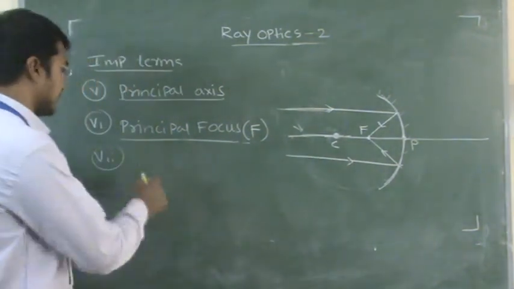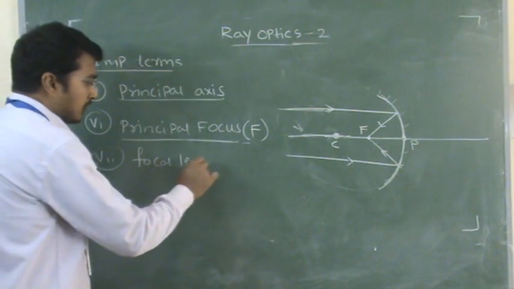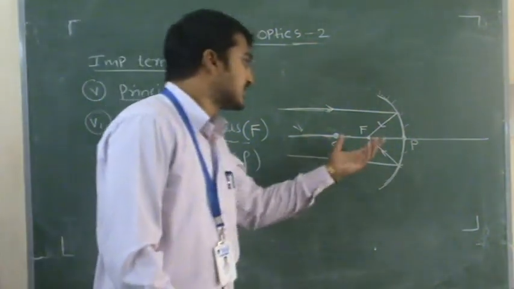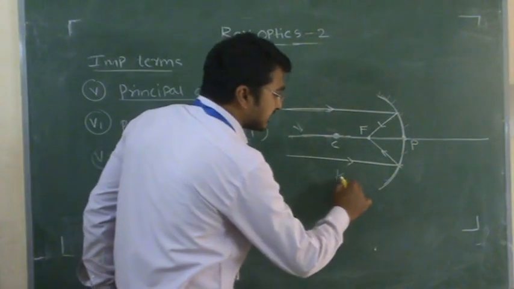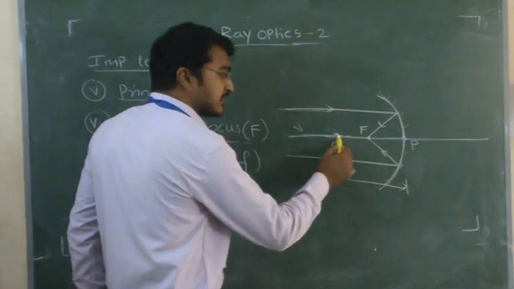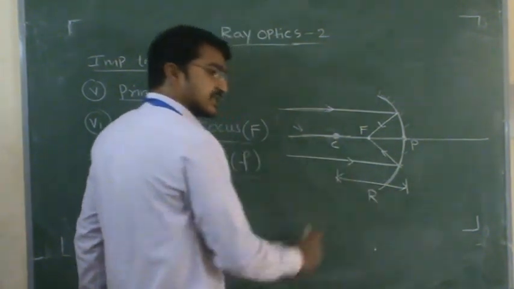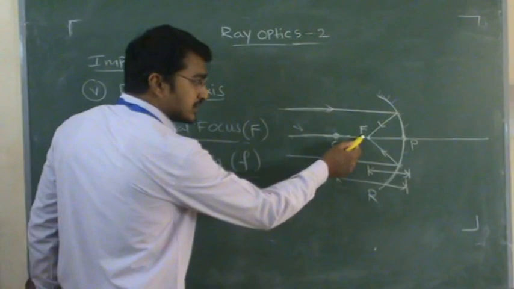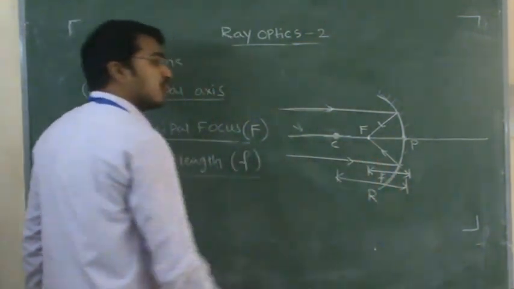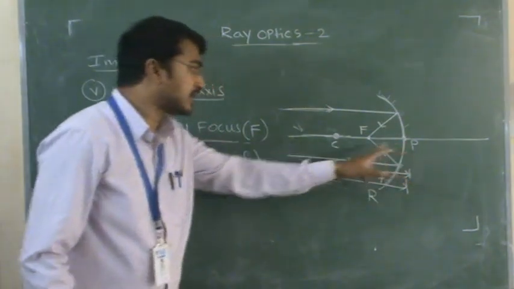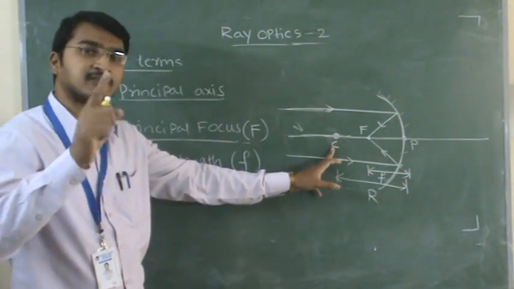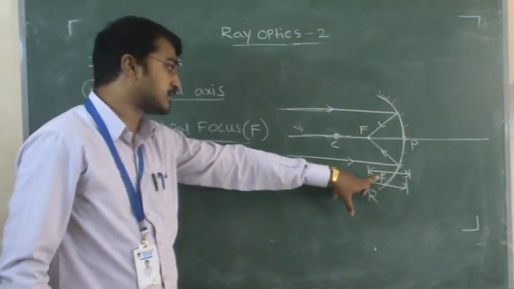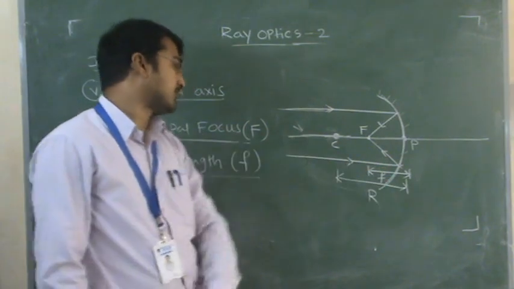Next, focal length. It is indicated as small f. How do we define radius of curvature? The distance between the center of curvature and the pole is the radius of curvature. Now the distance between the principal focus and the pole we call focal length. Understand? Between P and C, the distance is called radius of curvature, capital R. Between P and capital F, we call small f, the focal length.